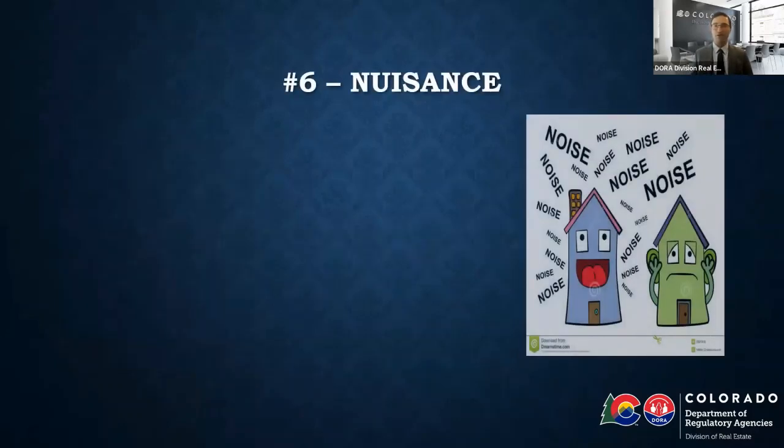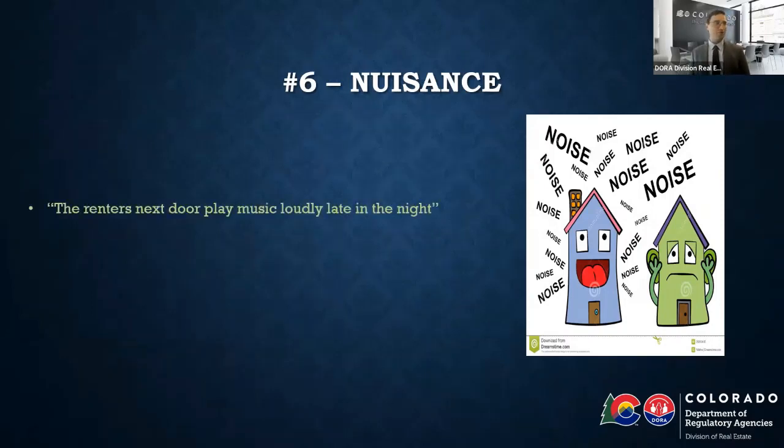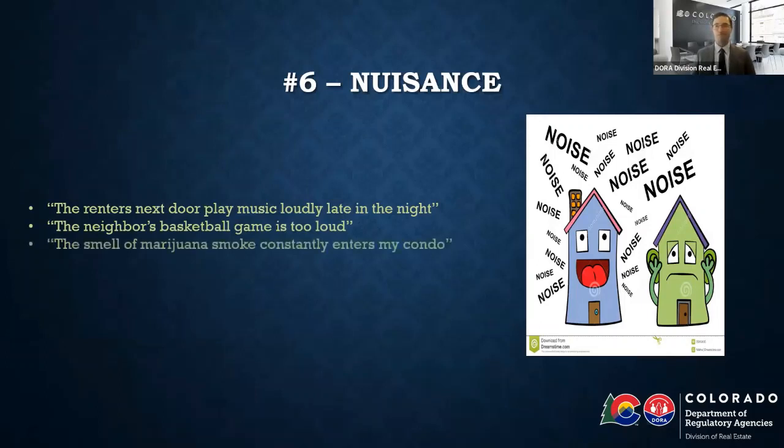Number 6, we have nuisance, which according to Oxford Languages is a person, thing, or circumstance causing inconvenience or annoyance. I'm sure we all know somebody who is a nuisance in their life. Examples might include: the renters next door play music loudly late into the night, or the neighbor's basketball game is too loud. It's a nuisance. Finally, the smell of marijuana smoke constantly enters my condo.